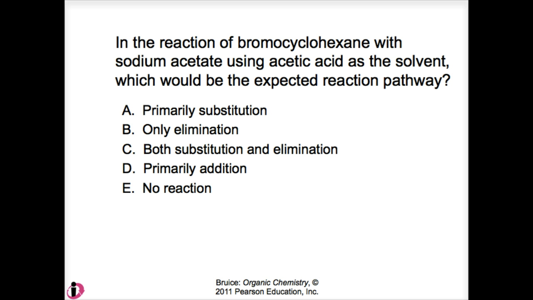Okay, let's look at the next one. In the reaction of bromocyclohexane with sodium acetate using acetic acid as the solvent, which would be the expected reaction pathway? Okay, take a look at this.